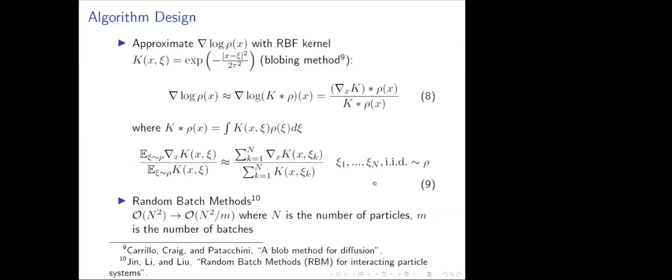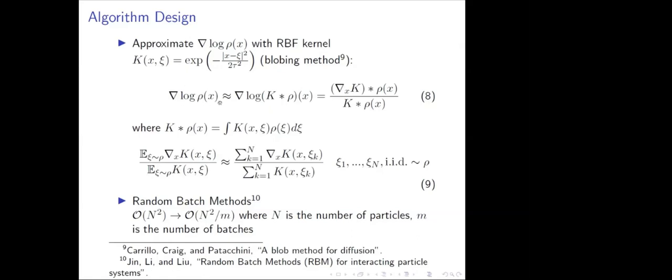Assume that now we have m particles as samples from the distribution rho. Then these expectations can be simply written as finite sums as an approximation. So now we obtain a tractable form for the gradient log rho term. This is the first computational trick we apply here. And we also apply the random batch method here. For more details, please go to reference 10.